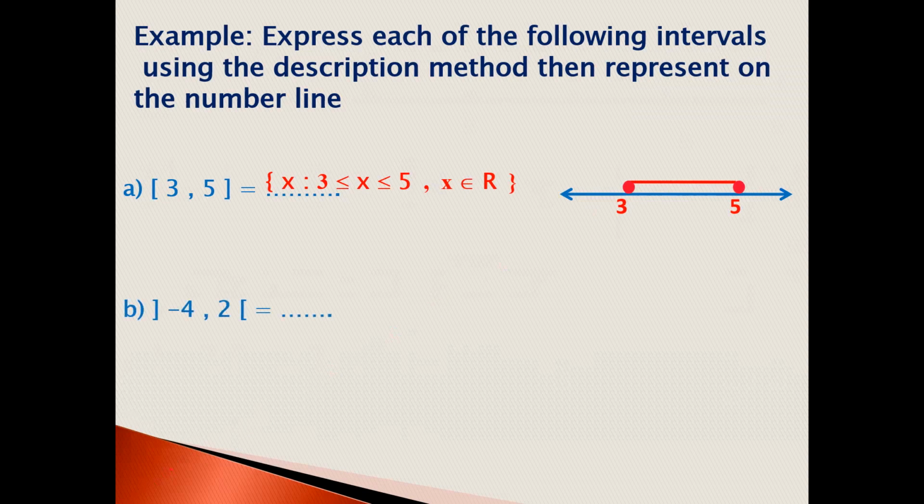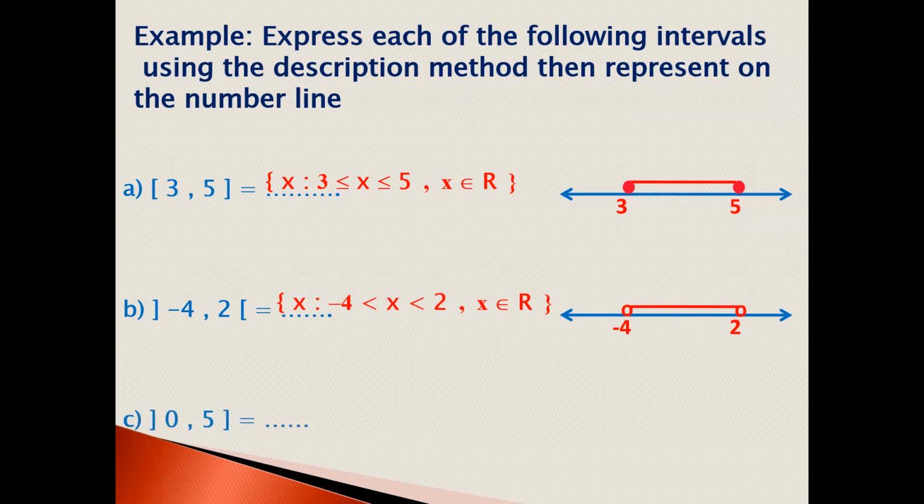Next, negative 4 and 2. Negative 4 open, 2 open. So negative 4 is not included, 2 is not included. So it will be x such that x belongs to R, x more than negative 4 less than 2, only without "or equal" because they are open intervals. I put it on the number line. I determine negative 4, determine 2, open negative 4, open 2, and join between them.